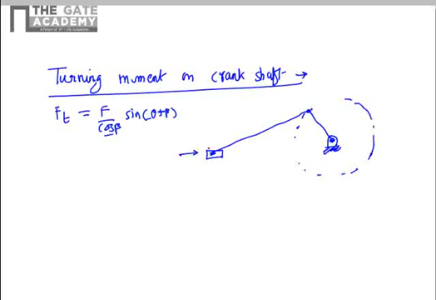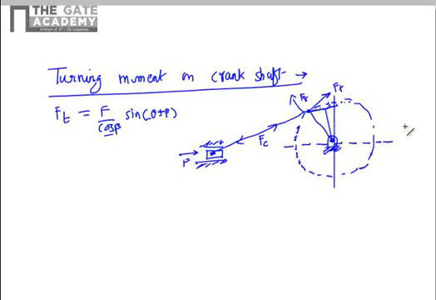So the force along the piston is F. This is along the connecting rod Fc, and at the crank the normal force is Ft. It is perpendicular to the crankshaft, and along the crankshaft is Fr. We have derived the expression for these two also.